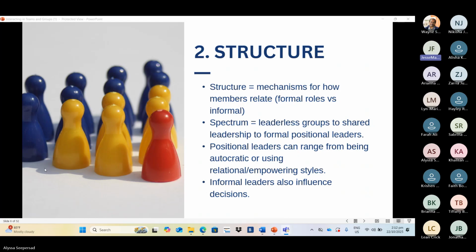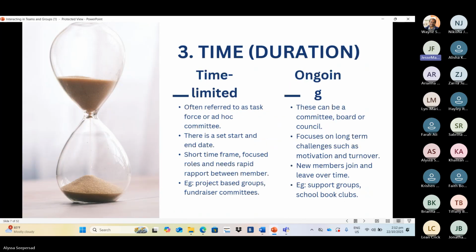Moving on to time. So, as mentioned earlier, time refers to the duration of a group's existence. A group may be time limited, also referred to as a task force or ad hoc committee, where it may meet for a specified amount of extended time to achieve a specific goal.